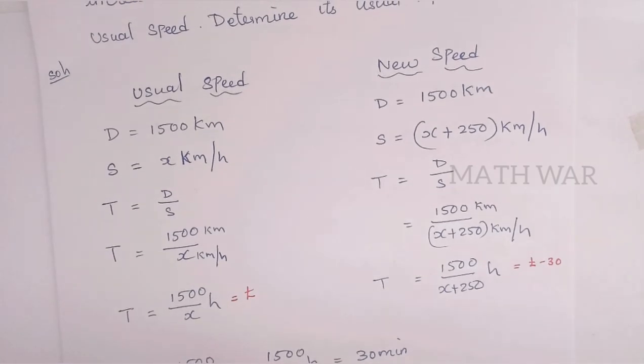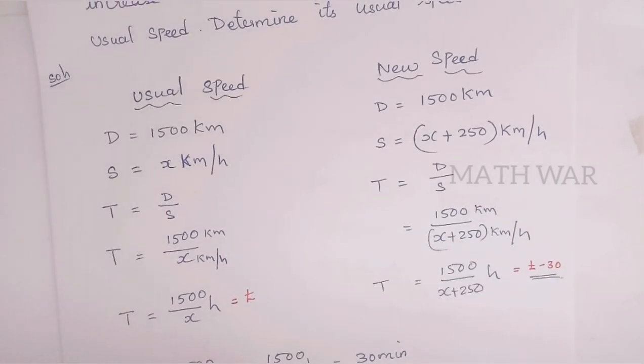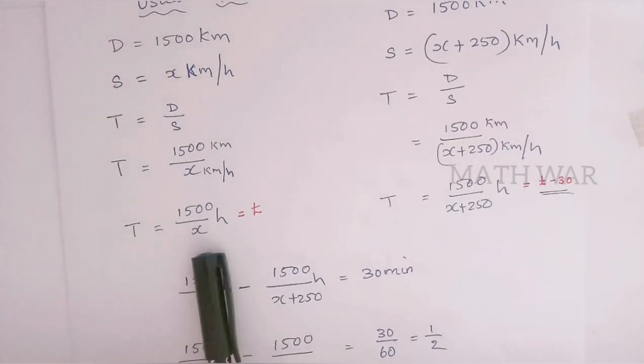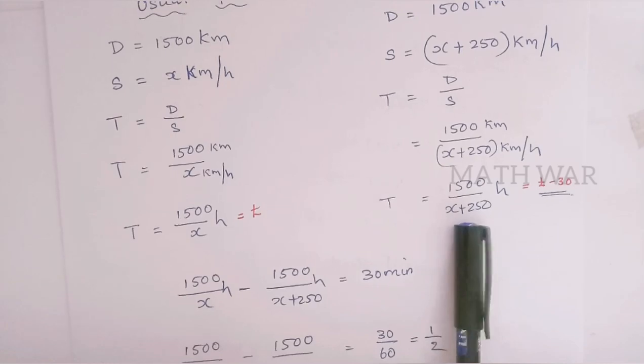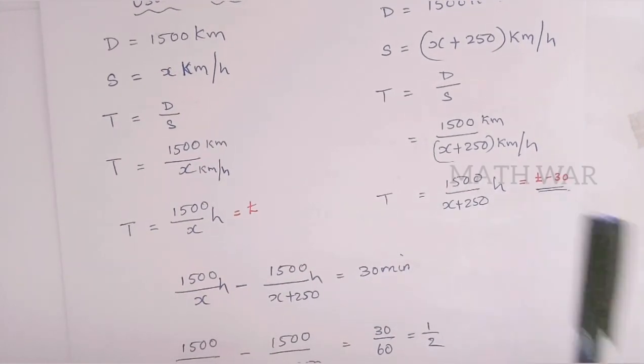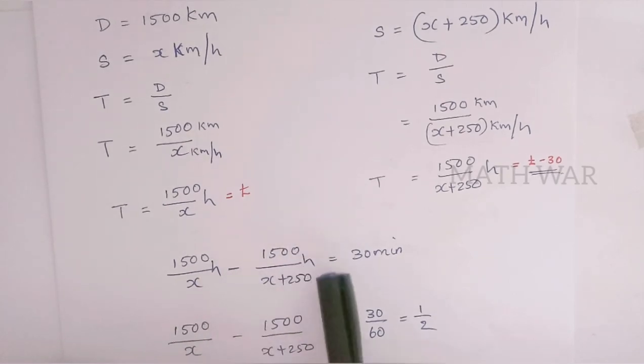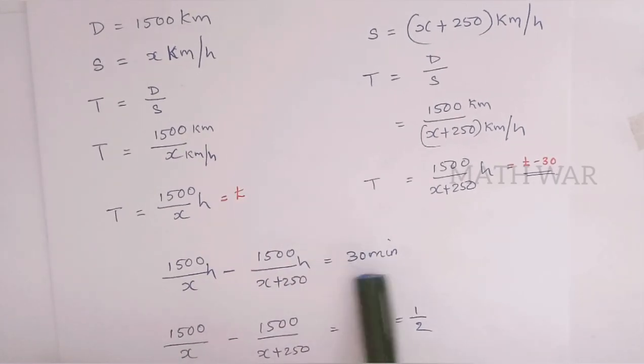That means 30 minutes less, we want to calculate it. From that we can understand this will take more time and here this is less time. If we subtract, it gives nothing but 30. So 1500 by x hours minus 1500 by x plus 250 hours is equal to 30 minutes.